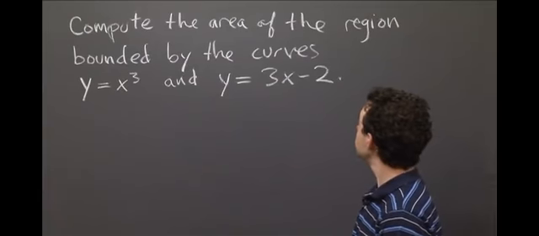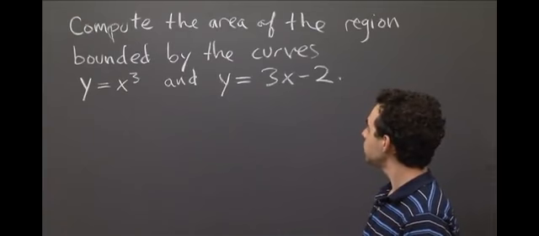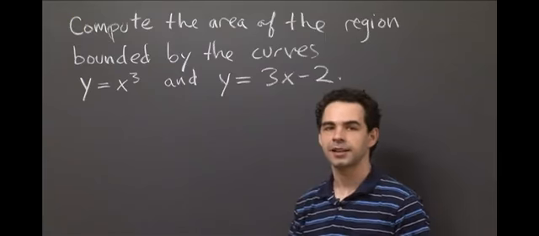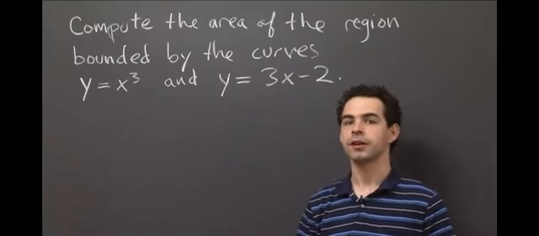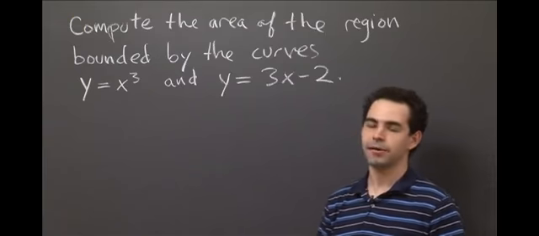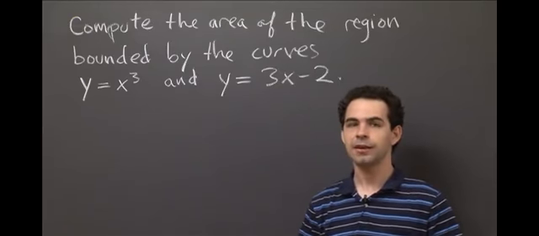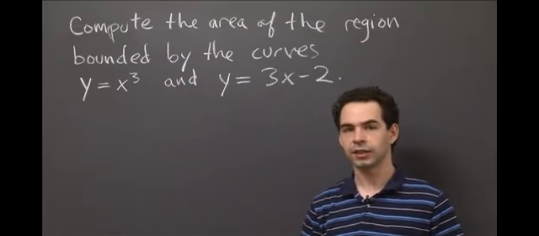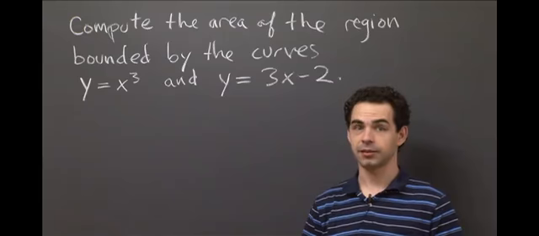The question is to compute the area of the region that's bounded between the curves y equals x cubed and y equals 3x minus 2. One thing you'll notice is that I haven't given you endpoints for this region. I've just given you the bounding curves. So right at the beginning you're going to have to figure out what this looks like and what interval you're going to be integrating over.